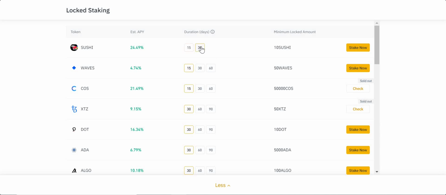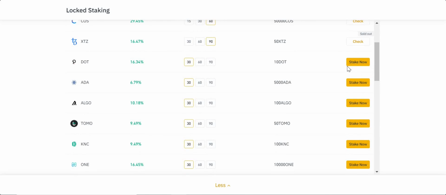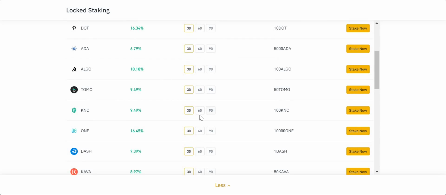So you need to pick the number of days, and the longer you stake, the better APY, annual percentage yield, you're going to get. If you look at Tezos here, XTZ, for 30 days, it's giving you an APY of 9.1%. 60 days, 11.43. 90 days, 16.47. That almost doubled. Right? But that one sold out, unfortunately. So you need to find one that you can stake now, and you can click through it and explore, and you can see the different percentage yields you can get.